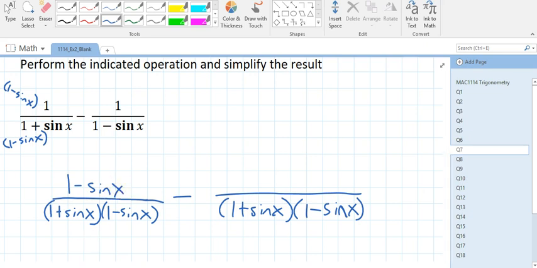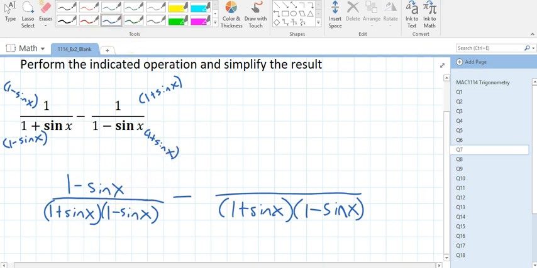Any questions about what happened so far? Okay. So here's what I have in my denominator right now, 1 minus sine x. I need a 1 plus sine x, 1 minus sine x. So what is this one missing? The 1 plus sine x. So we're going to multiply this guy by the 1 plus sine x. Okay? So what do I get in the numerator for the second fraction?